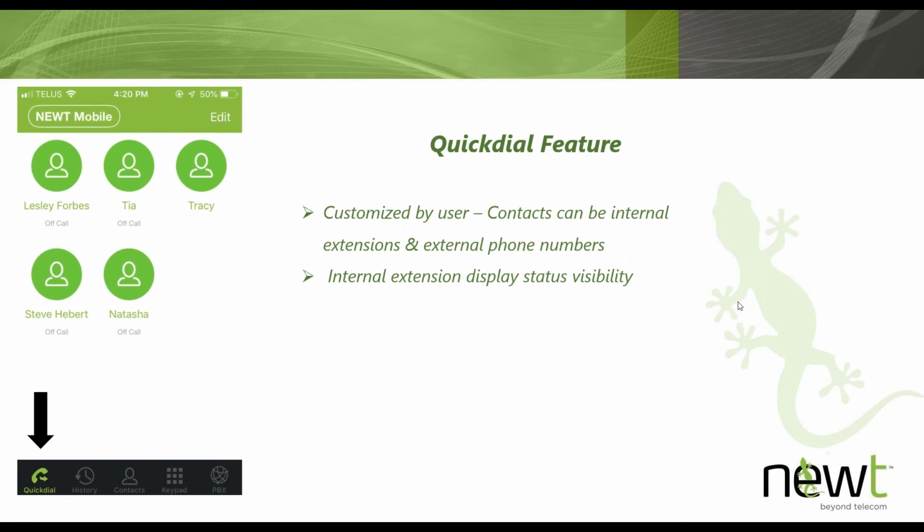The context can be an internal extension or an external phone number, just quick dial contacts that you want to have. For instance, these are 5 random names that I have programmed in here on my extension, and I can actually see if they're on or off a call. If I hit the edit button and add someone new or edit an existing contact, you can toggle whether you can see their on-a-call status.